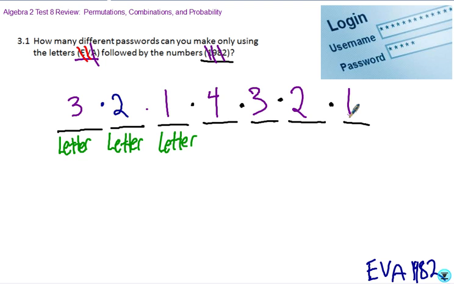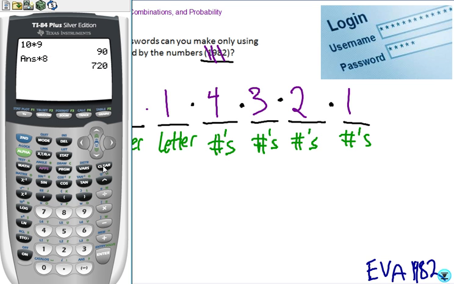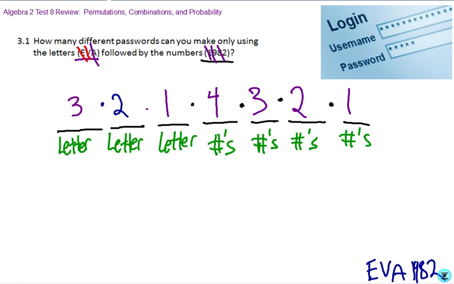Right? So same idea is that now that I know that I've got 3 letters to pick from, and I've got 4 numbers. And by the way, when you do this, we can do some shorthand too. You don't have to write out the word numbers. But it is good to label what it is that we're describing with each one of those numbers. So same idea. We're just going to multiply all those things together. 3 times 2 times 1 times 4 times 3 times 2 times 1. So we get that there's 144 different passwords that we could create.